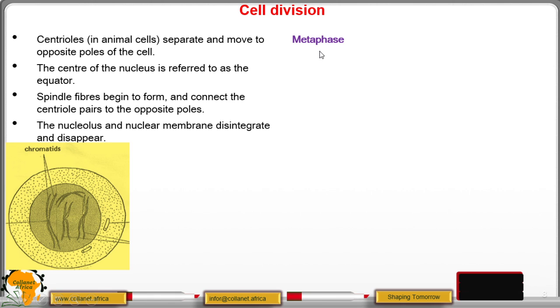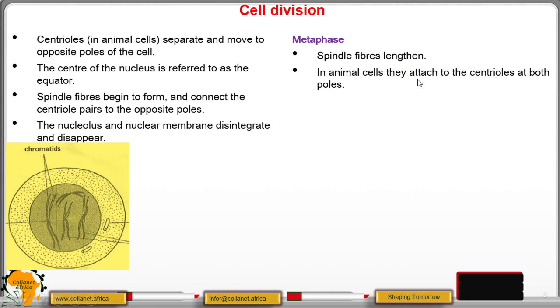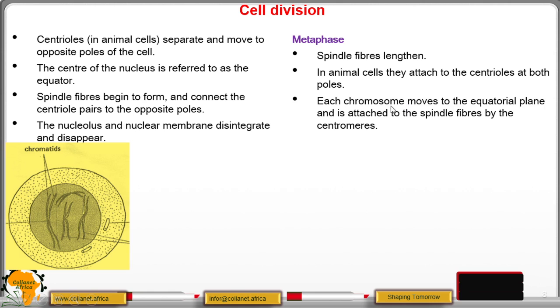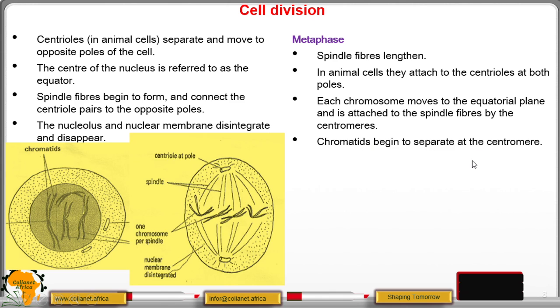We move to metaphase, the third stage. Here, the spindle fibers become long, or they lengthen. And in animal cells, they attach to the centrioles at both poles. Each chromosome moves to the equatorial plane or the center and is attached to the spindle fibers by the centromere. These chromatids then begin to separate at the centromere.